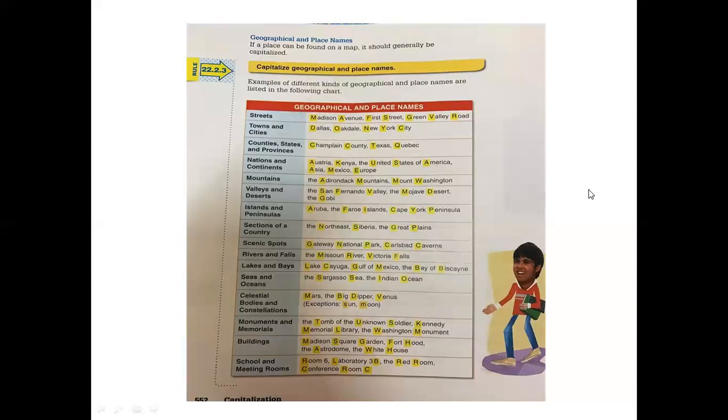Okay, and the rest, as you can see, the celestial bodies, we will capitalize Mars, Venus, Earth, whenever we write Earth, and so forth. We will write the names of the buildings in capital letters, and that's it. That was about the geographical and place names.